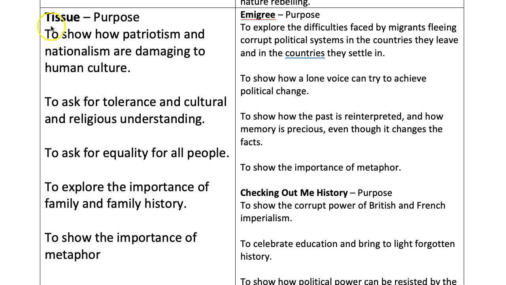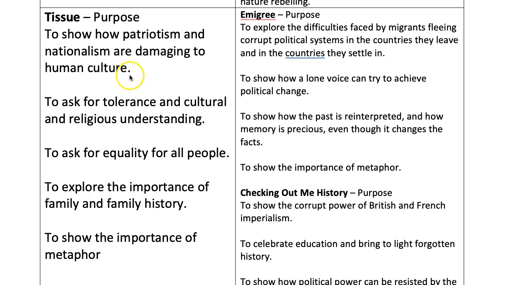And then to Tissue, the poem that students and teachers across the country pray will never come up. So this is your insurance policy in case it does. It actually has a lot of purposes to show how patriotism and nationalism are damaging to human culture.